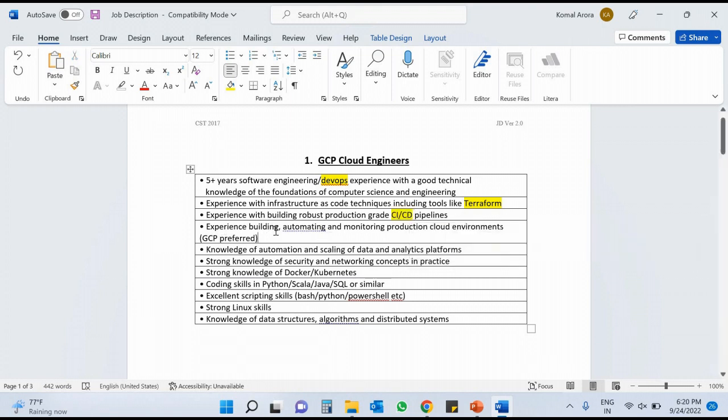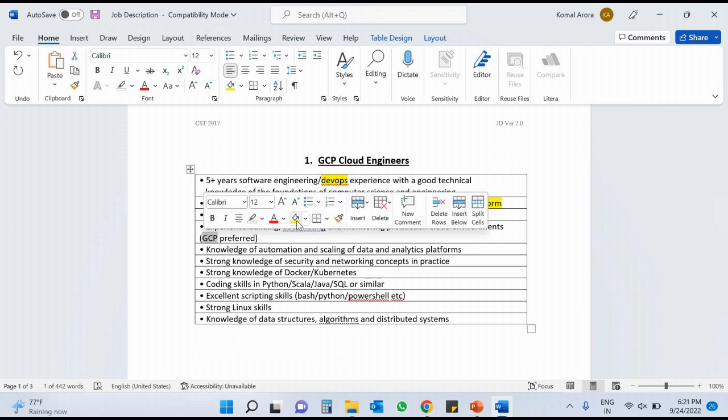Next, experience building, automating and monitoring production cloud environments, GCP preferred. Means we are looking for a person having experience on the cloud as well. Which cloud is preferred? GCP. The name of the position itself says that we look for a person having experience on the GCP cloud. So let us highlight this GCP.